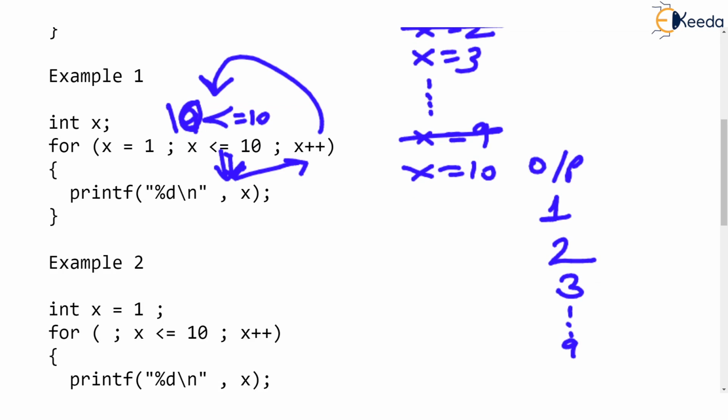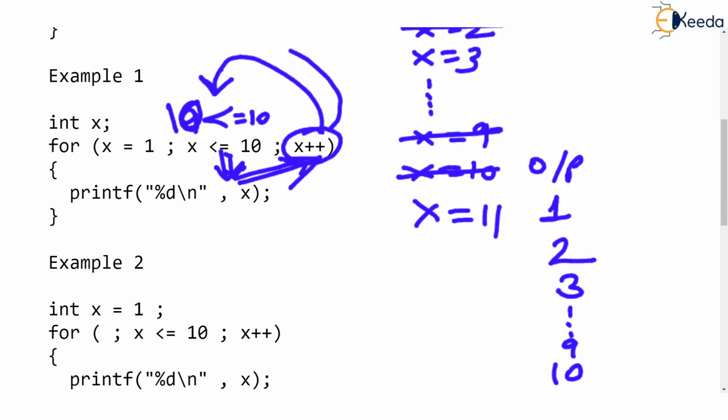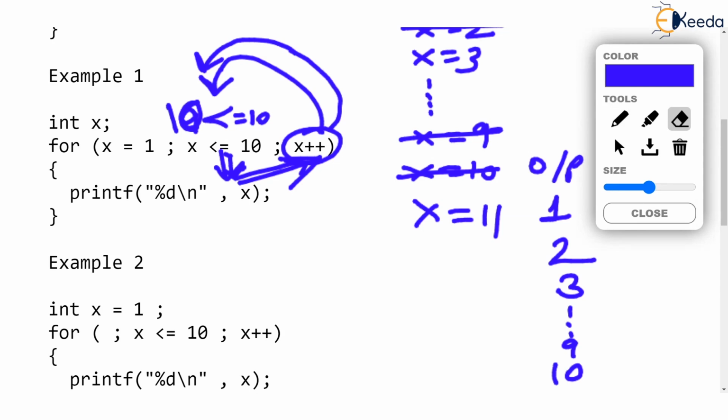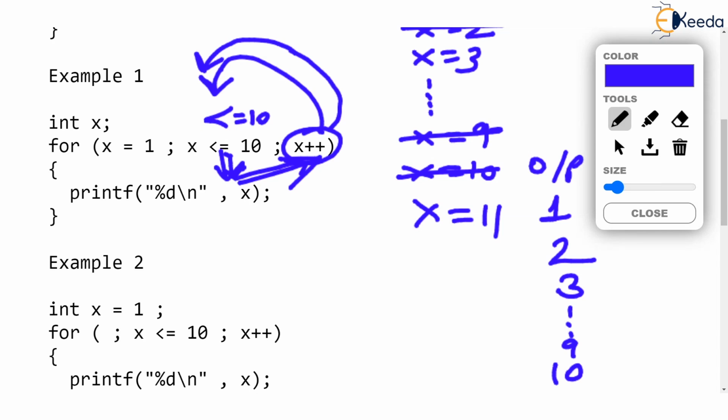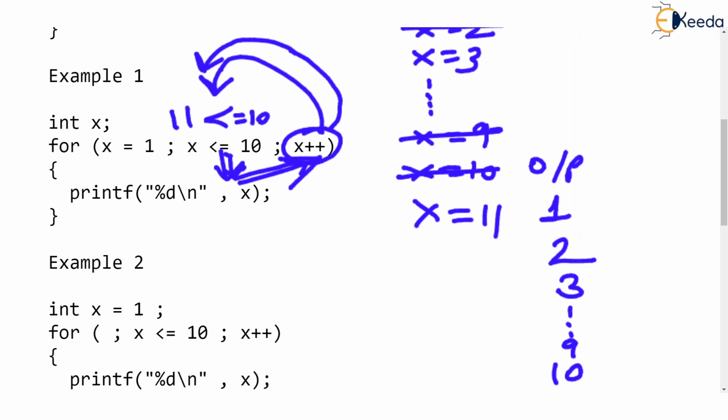What happens next is interesting. After 10 gets printed, x plus plus will make x as 11. Now when x becomes 11, the condition is tested again, and we check, is this value of x, which is 11, still less than or equal to 10? But 11 is neither less nor equal to 10, it is greater than 10. So this condition happens to be false.